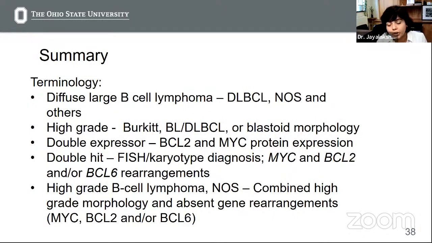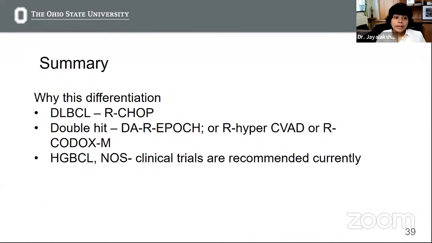That's why everybody is calling those entities aggressive B-cell lymphomas now. High-grade B-cell lymphoma, NOS is a specific category, and it is the one with high-grade morphology, but they lack the gene rearrangements. Why are we making this differentiation? The reason is they are prognostically and therapeutically significant, these differences.